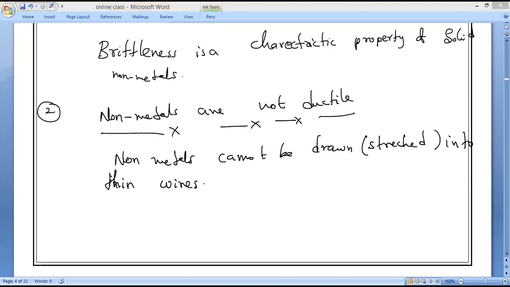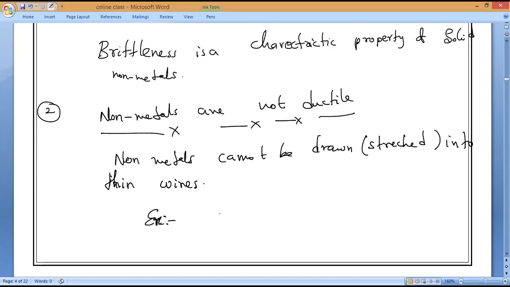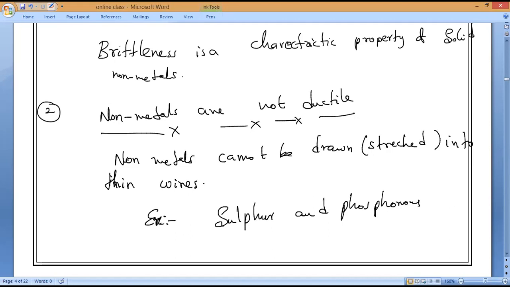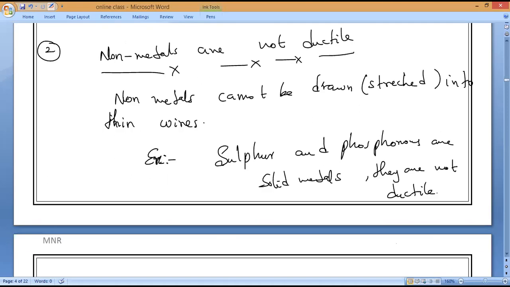So for example, what are the examples? Sulfur and phosphorus only. Sulfur and phosphorus are solid non-metals, and they are not ductile. Sir, we can include carbon also. Yes, right. We can include carbon also, but like sodium and potassium for metals, here sulfur and phosphorus will come in most of the cases. Understand?